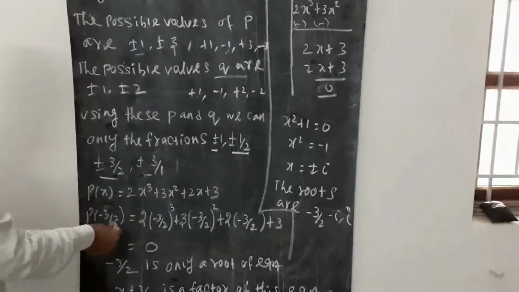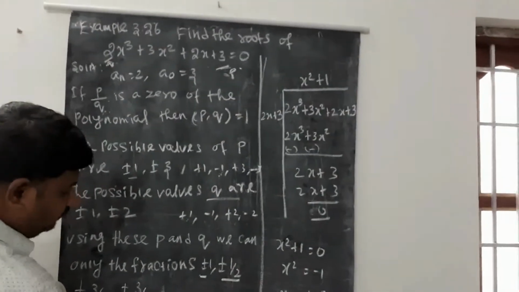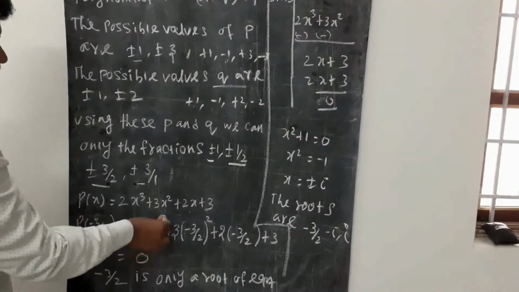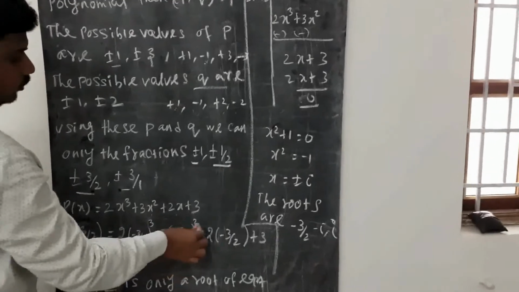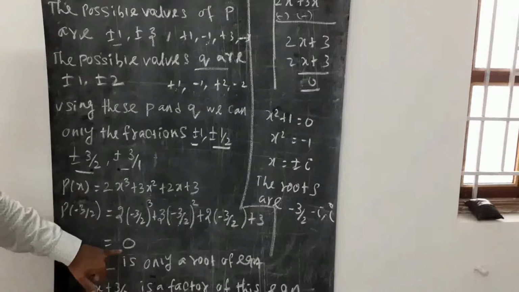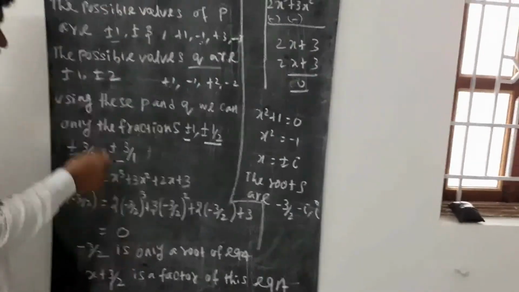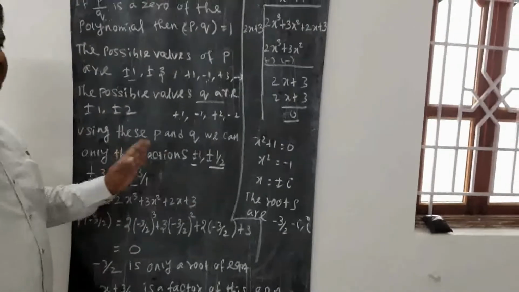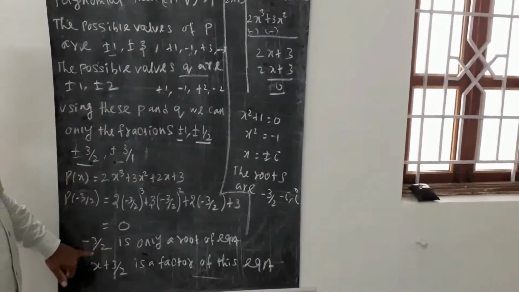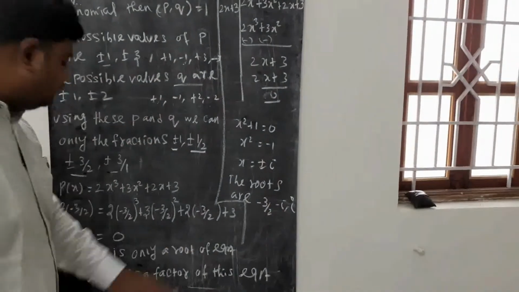I am substituting minus 3 by 2 in this equation, 2x cube plus 3x square plus 2x plus 3. Substitute minus 3 by 2 the whole cube, plus 3 into minus 3 by 2 the whole square, plus 2 into minus 3 by 2, plus 3. You can solve this, and we get 0. So this is the only possibility that gives 0; the others do not. Therefore minus 3 by 2 is the only root of this equation.